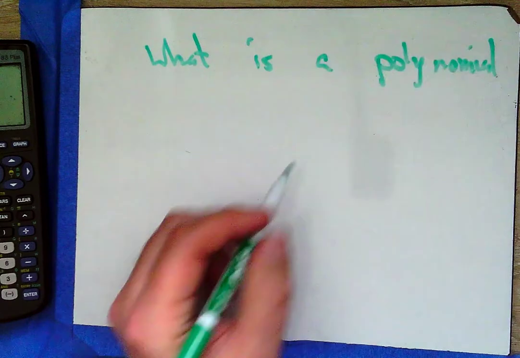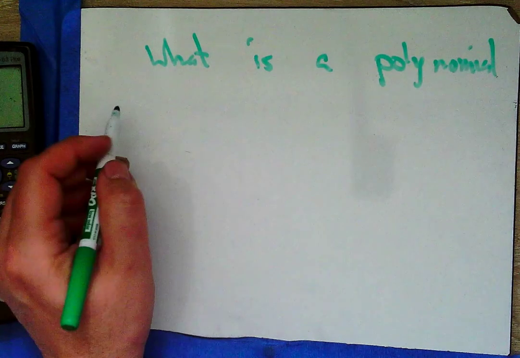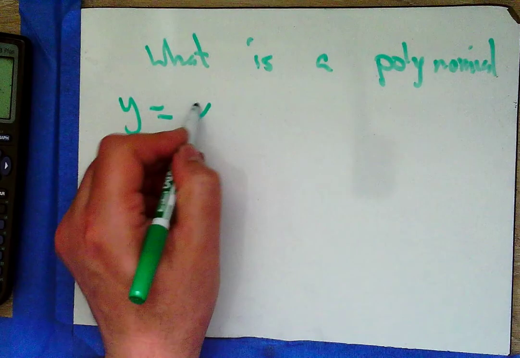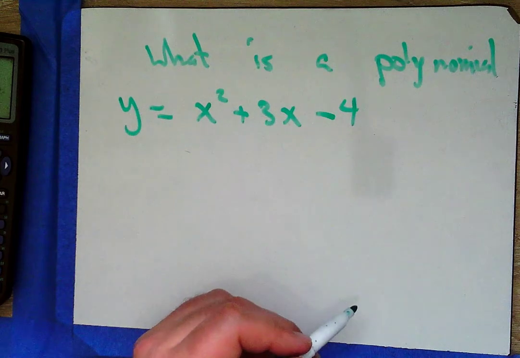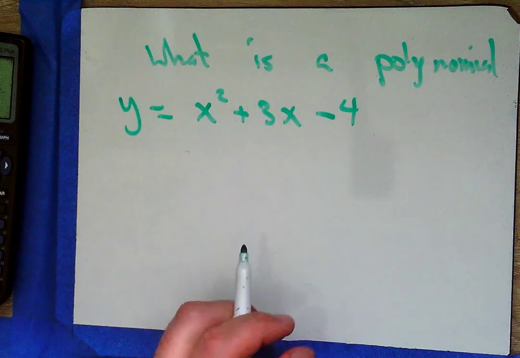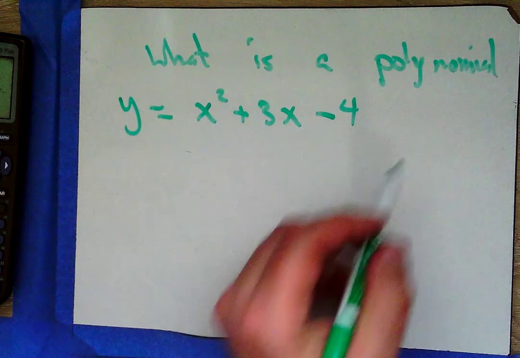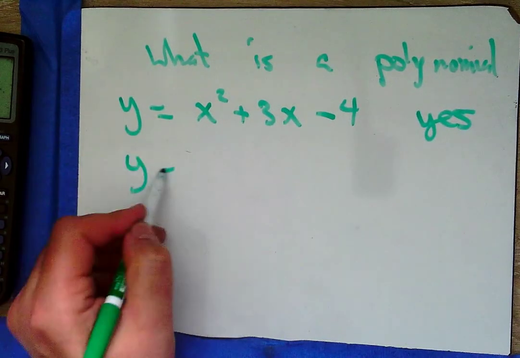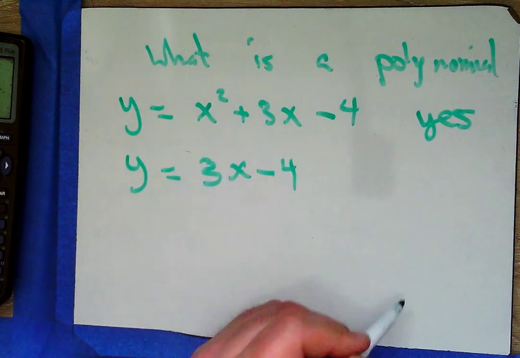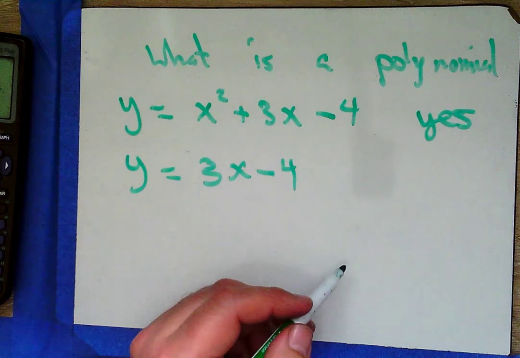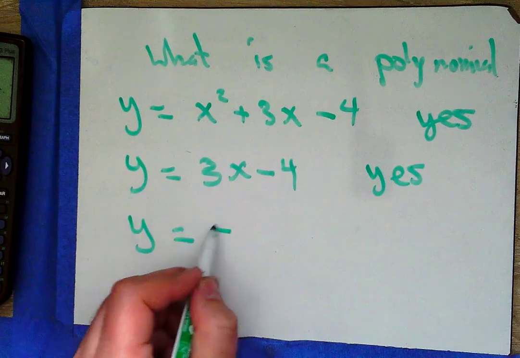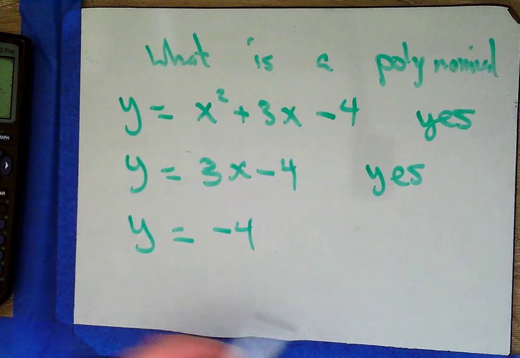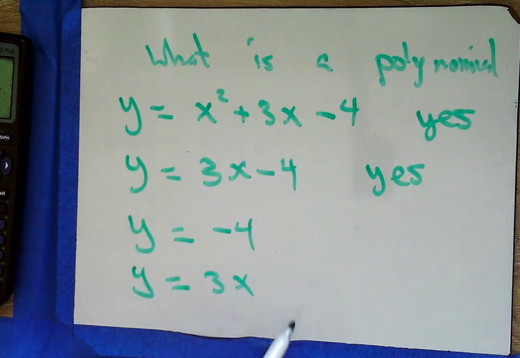I think many of you have a sense of this word already. So, let me try. y equals x squared plus 3x minus 4. Is that a polynomial? What do you think? Thumbs up, thumbs down? Thank you for raising your thumbs while you watch this video. Good. Yes, this is a polynomial. How about this one? 3x minus 4. Is that a polynomial? Yes, it is a linear function, but it's also a polynomial. This is a yes. How about y equals negative 4? Or y equals 3x? Are these polynomials?